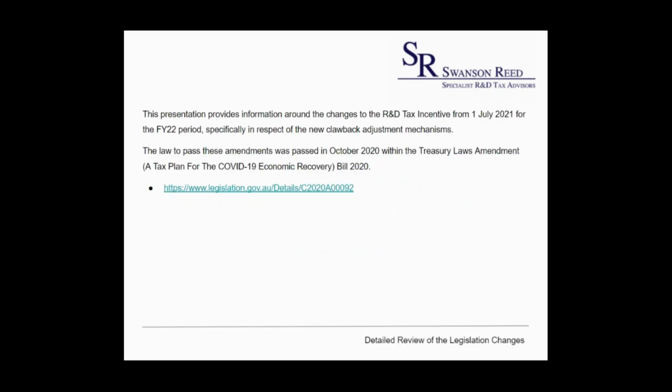This Swanson Reed presentation provides information regarding the changes to the R&D tax incentive applying from 1 July 2021 for the FY22 period, specifically in respect of the new clawback adjustment mechanisms. The law to enact these amendments was passed in October 2020 within Treasury Laws Amendment (A Tax Plan for the COVID-19 Economic Recovery) Bill 2020.